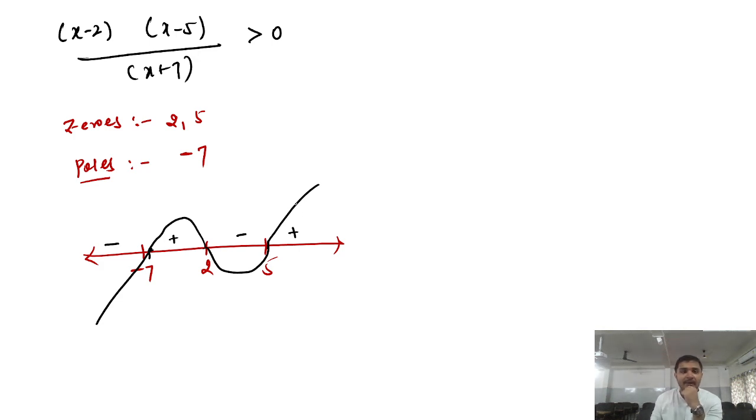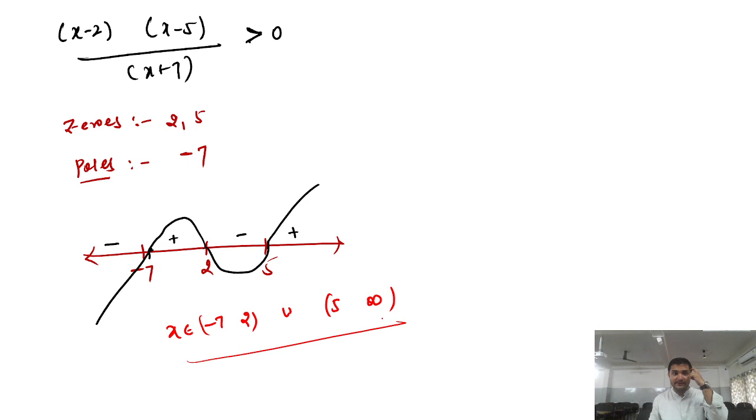Keep it in mind. Now, sir, they are asking greater than 0, which means they are asking for the positive sign or negative sign? Positive sign. That means we have the positive sign from minus 7 to 2 union 5 to infinity. Now, sir, the equality symbol is not there, so we'll have open intervals throughout. This is the answer we are going to get. Is that clear? Yes or no?